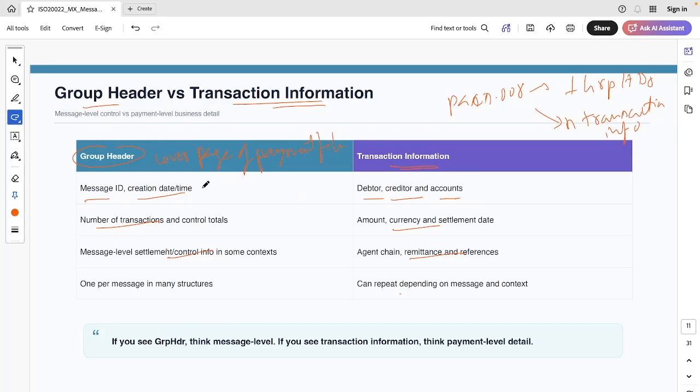This knowledge matters in testing. So if a defect says the wrong amount is present, you must know whether the issue is in a control total or in the actual transaction amount. Otherwise, everyone spends 1 hour arguing, and then someone finally says, "Oh, we were looking at the different tag."